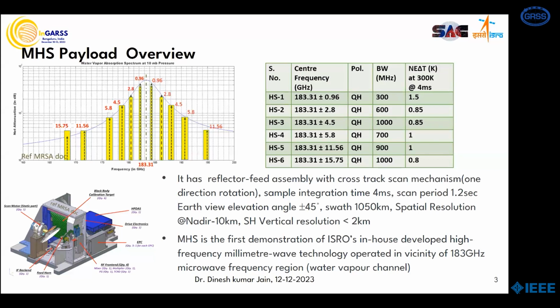The channel specifications are mentioned in the table on this slide. The placement of these channels on the atmospheric attenuation curve is presented through yellow columns. This payload has a reflector feed assembly with a cross-track scanning mechanism. The sample integration time is around 4 milliseconds. It covers a swath of around 1050 km with a nadir resolution of around 10 km. This is the first time ISRO has developed a high frequency millimeter wave technology RF system.